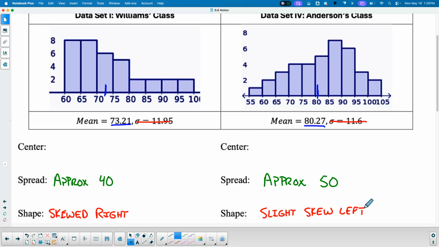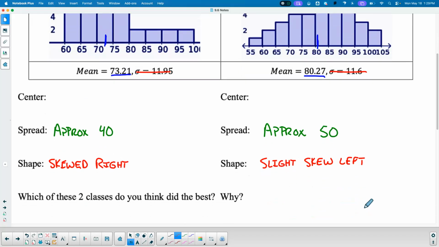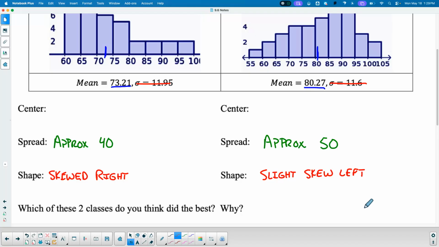All right. I'm going to give you 35 seconds at your table to determine which class. Is it better, higher scores? Which of these classes do you think did the best? Okay. 35 seconds. Go. Anderson's class, yes, this goes over.